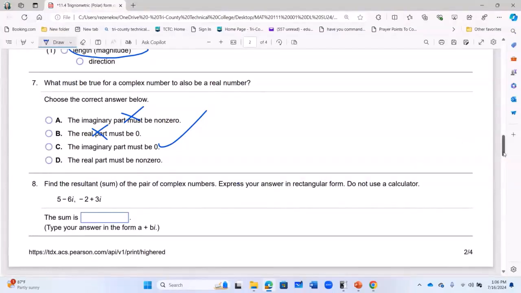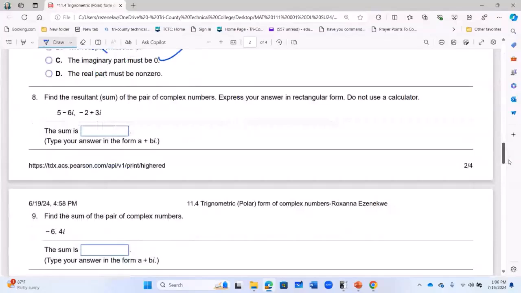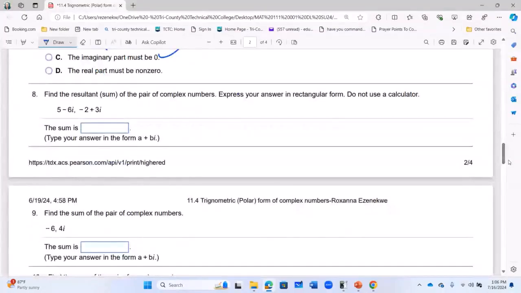Number 8, find the resultant or sum. Okay, resultant and sum are the same, of the pair of complex numbers. I want you to know that this is addition. This is addition, okay? So just add them up. Resultant, add them up. Express your answer in rectangular form. All right, do not use a calculator. So resultant is just, let's add it up.